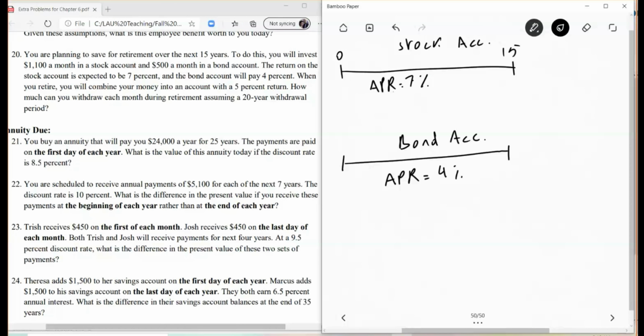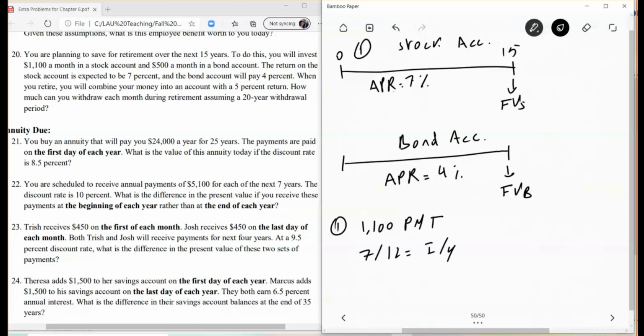So what I need to do first is to determine how much money I will have at the end of the investment period in the stock account and how much I will have in the bond account. Let's start with the first account. I have $1,100, this is the payment. 7 divided by 12, this is the monthly interest rate. 15 times 12 is 180, this is N.